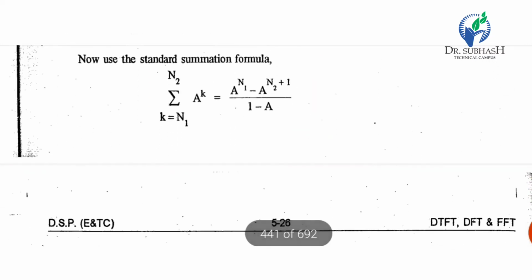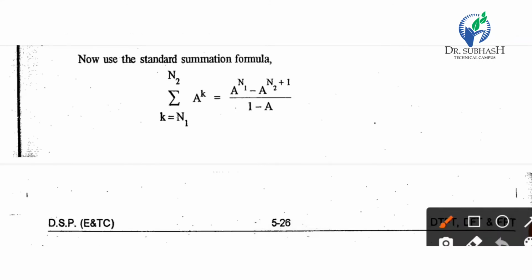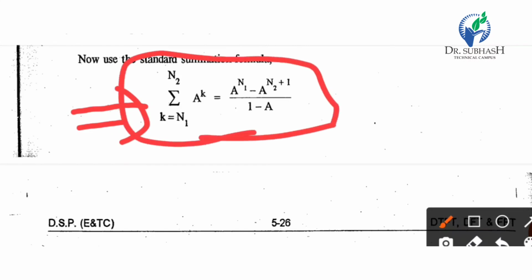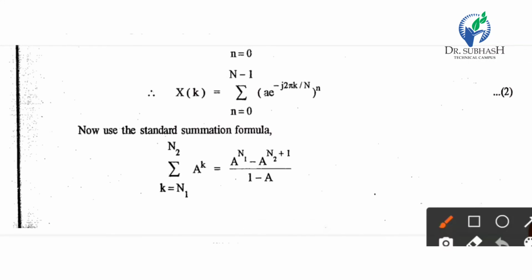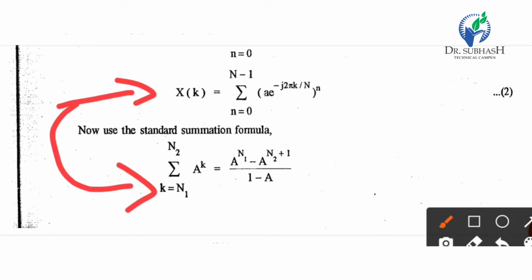So again we have to use our standard formula of summation. Keep in mind, just note down this formula. We will use it many times, and we already used it in DTFT. Summation k equal to n1 up to n2 of a raised to k equals a raised to n1 minus a raised to n2 plus 1 divided by 1 minus a. So this equation we will compare with our equation.